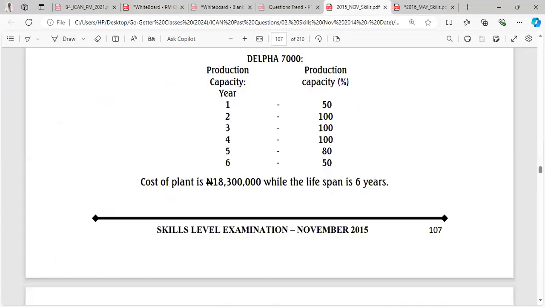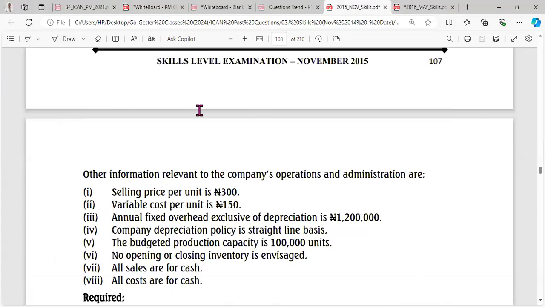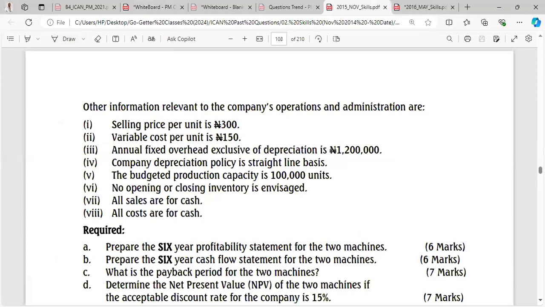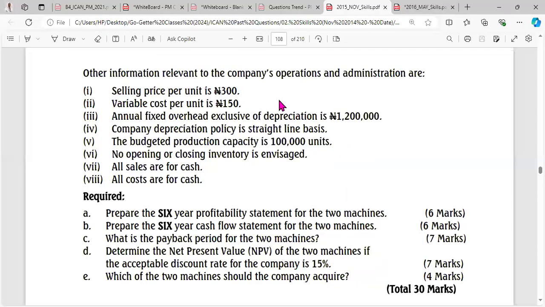A similar thing here, they gave us information, but we were not given inflation. Here they give us the selling price, variable cost, and annual fixed overhead exclusive of depreciation, which is the same thing. Now the company's depreciation policy is straight line. The one we did before is reducing balance. This is the budgeted capacity, no opening and closing stock, that's fine. All sales are cash, all costs are for cash.